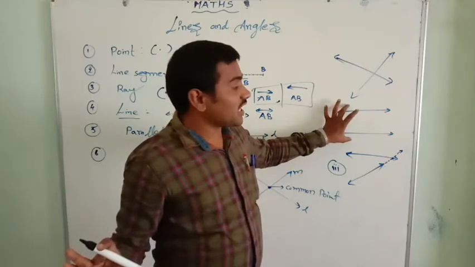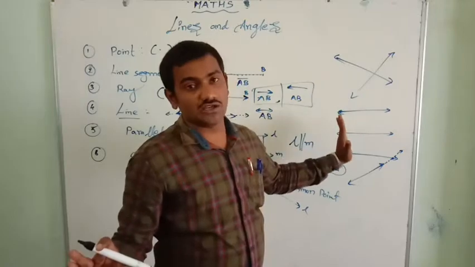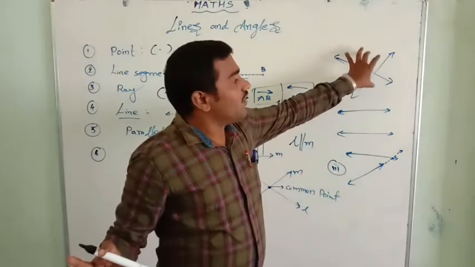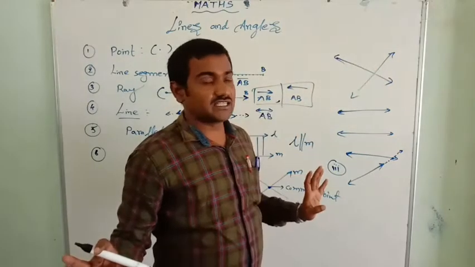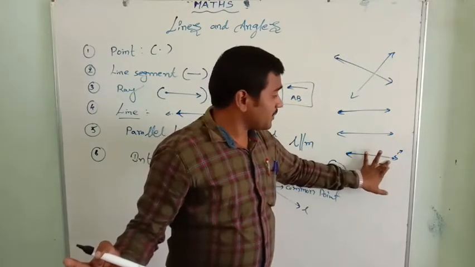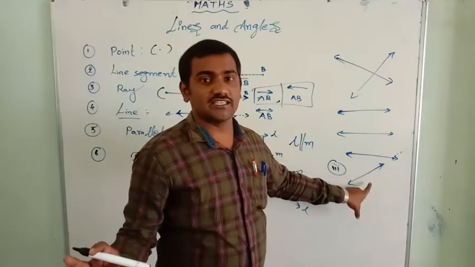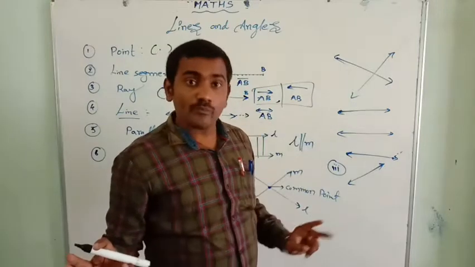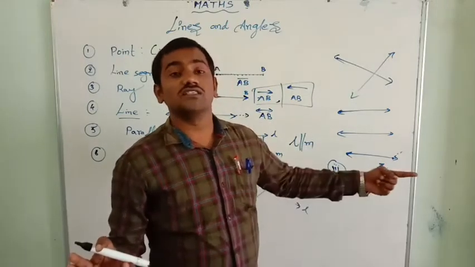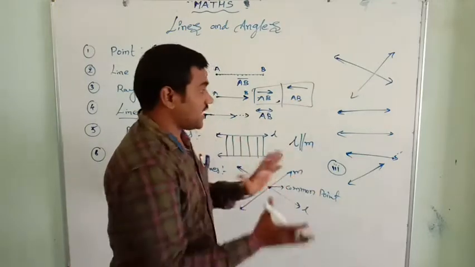See, these two lines are parallel lines. They have a fixed distance between them, so they are parallel lines. However, these two lines have one common point, so they are intersecting lines. Here, at present, these two lines don't have a fixed distance and they are not intersecting, but they will intersect in the future if you extend them. So these lines will also be considered in the group of intersecting lines. I hope you understand the difference now.